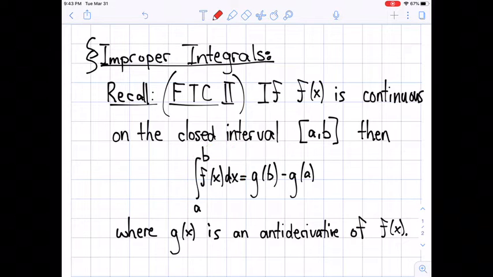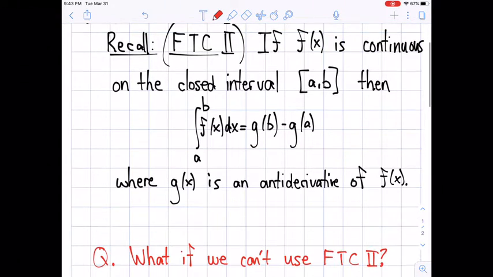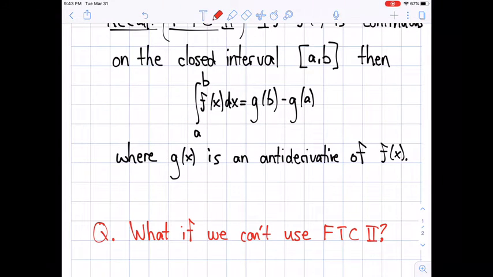Okay, we always just find our antiderivative g of x, and then we can do g of b minus g of a, and that's given us consistent results. So fine. However, what we're going to look at today is what if we can't use FTC2? So what are the situations in which FTC2 would actually fail?